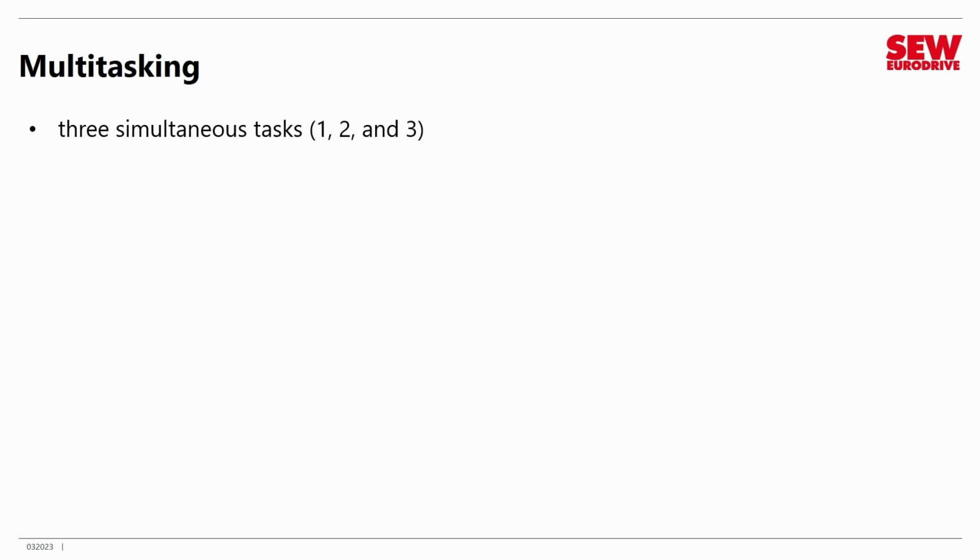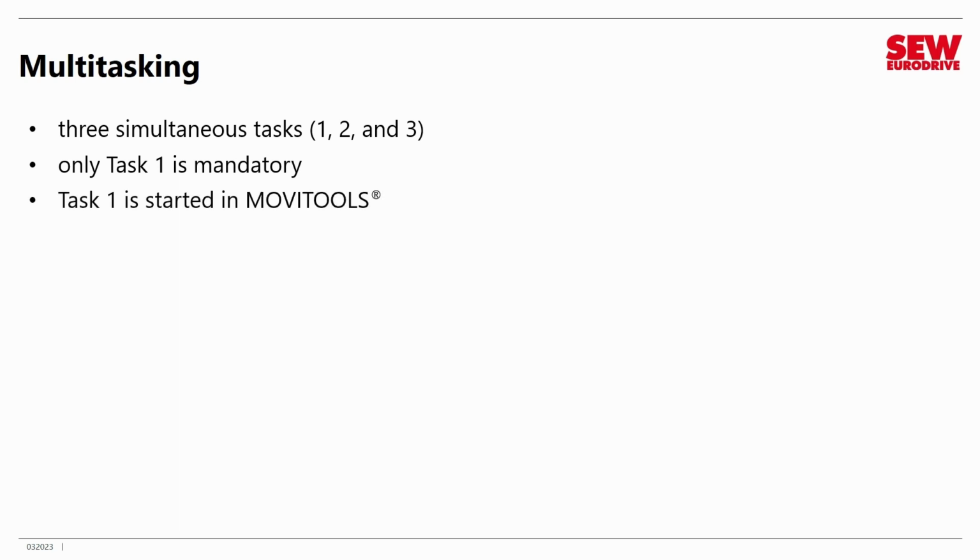Now, the MOVIDRIVE B under IPOS has 3 separate tasks or 3 independent programs that can run, and we just call them task 1, 2, and 3. So not very imaginative, but there you are. Now, task 1 is mandatory. That's the main program. This is always going to run, and it's started by MOVITools. You'll start it up in MOVITools to run, and then it just sits there in the VFD and does its thing. Tasks 2 and 3 are optional.